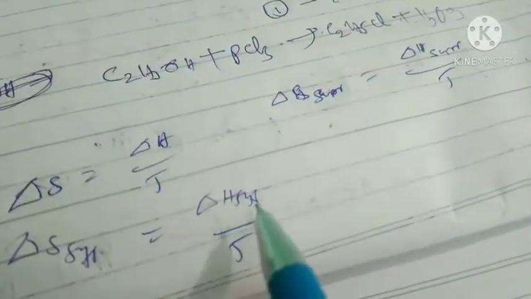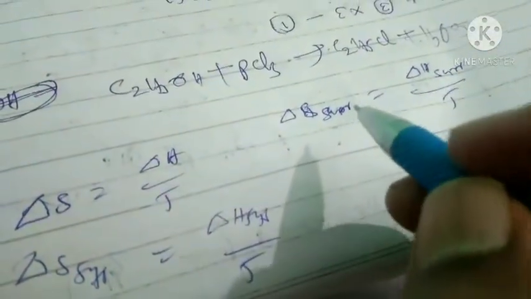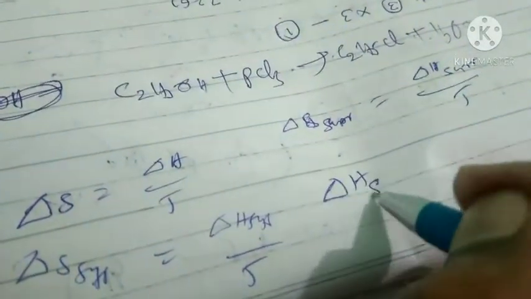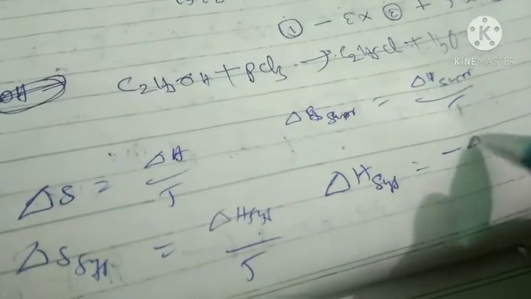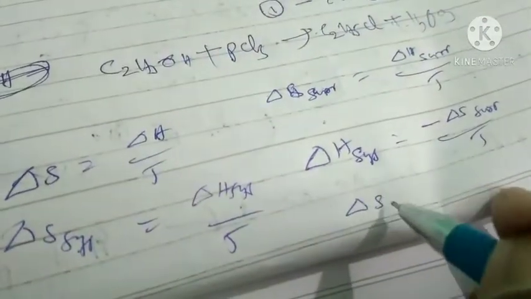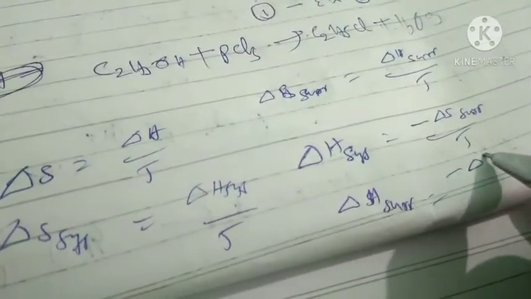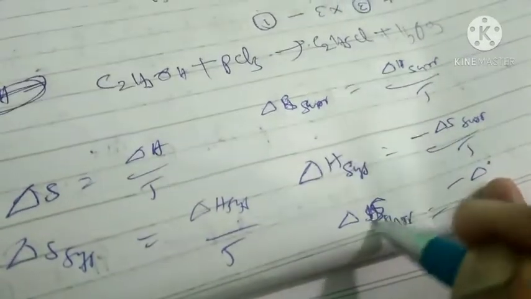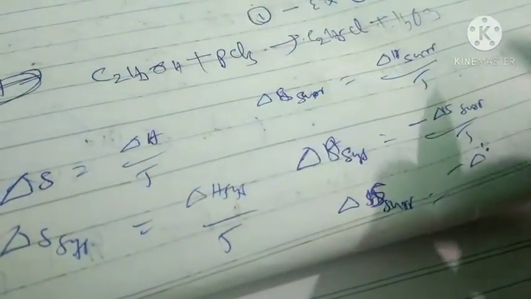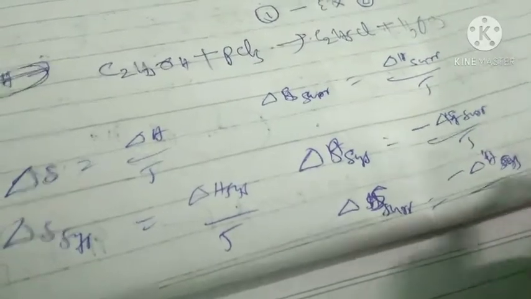If you put system here, system will come. If you put surroundings here, surroundings will come. Suppose I want to convert system into surroundings or surroundings into system, then what happens? The sign will change. Delta S system is equal to minus delta H surroundings by T. Or we can write delta S surroundings equal to minus delta H system by T.